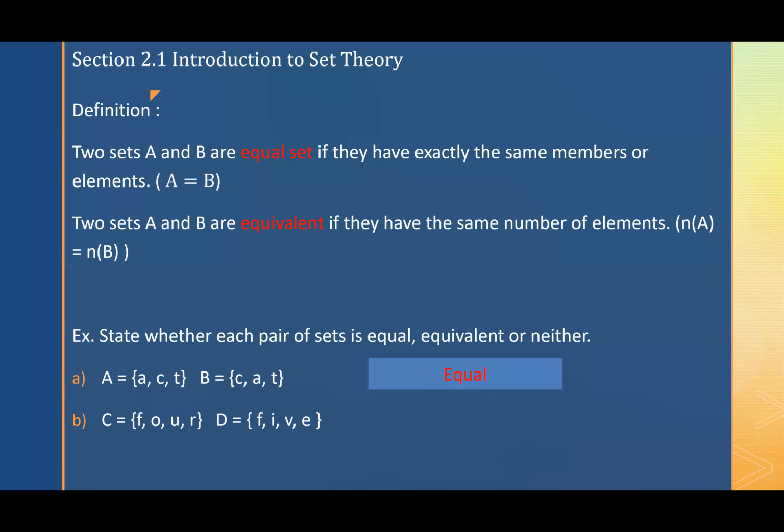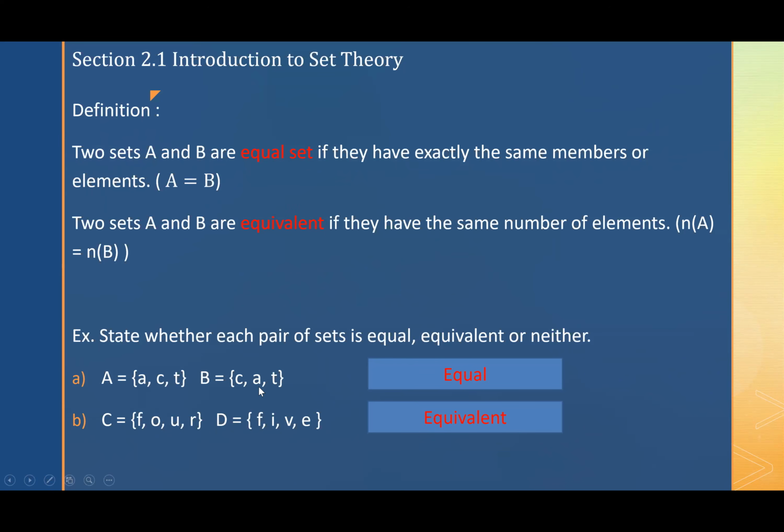Looking at this here, as you can see, C and D are equivalent, but they are not equal, right? Why? Because if you look at the number, 5 and 4, well, over here we have the O and the U and the R. Over here, we have I and V and E, and the only thing they have in common is the F. Again, as you can see, C and D are equivalent, but not equal. So equivalent might be equal, might not be equal.